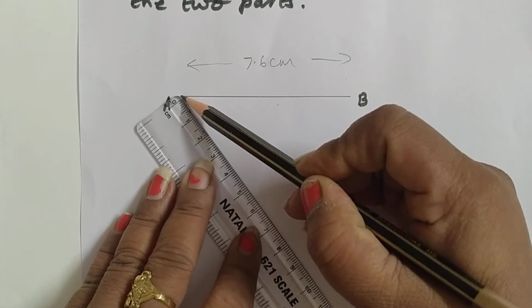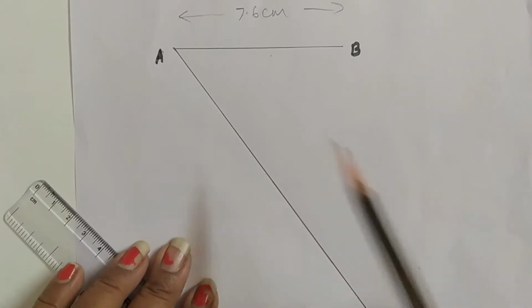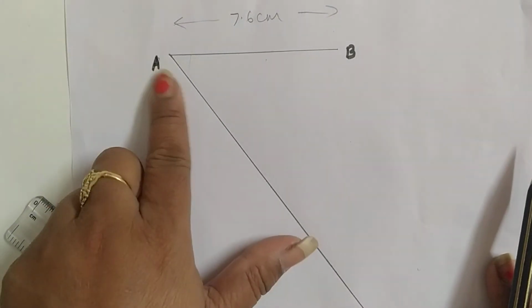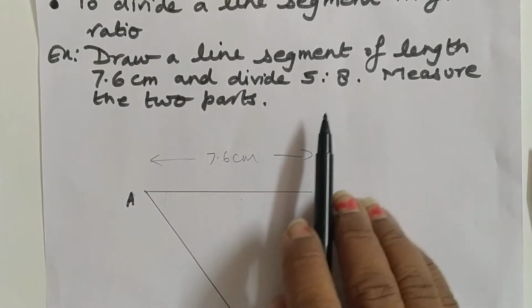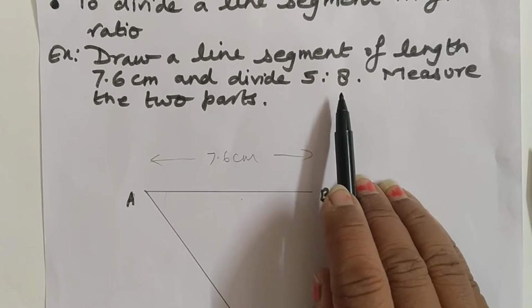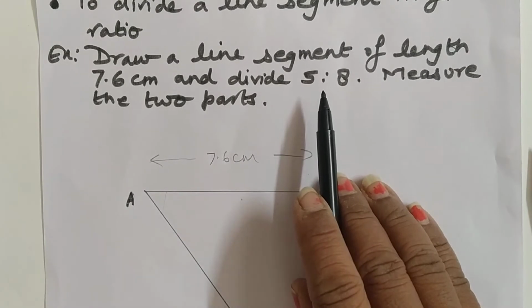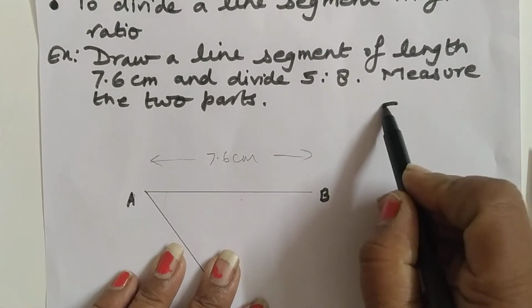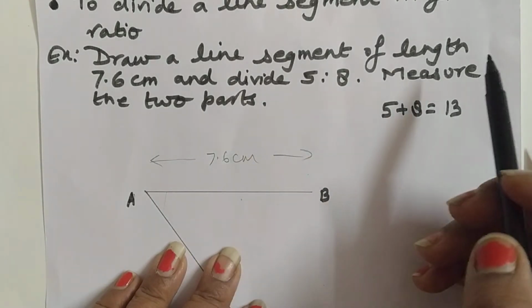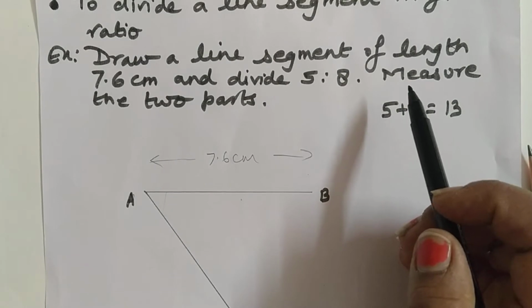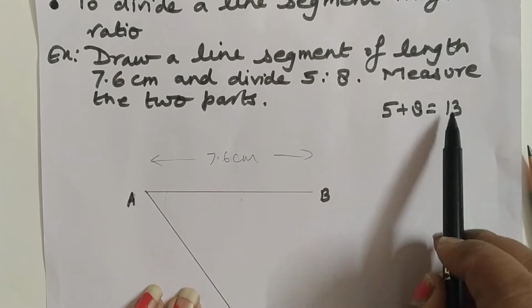Here I am going to draw the line segment with an acute angle. This is the second step. Now we need to divide in the ratio 5:8. Whatever ratio is given to you, you have to add the parts. For example, here 5:8 is given, so you add 5 plus 8, which is 13. If 3:2 is given, then 3 plus 2 is 5. So here we have got 13.